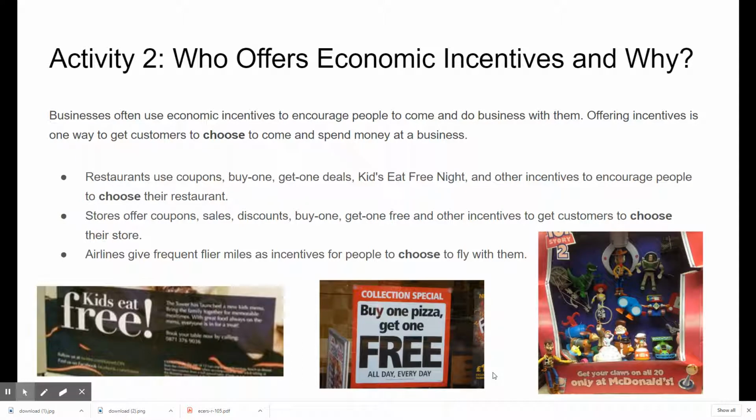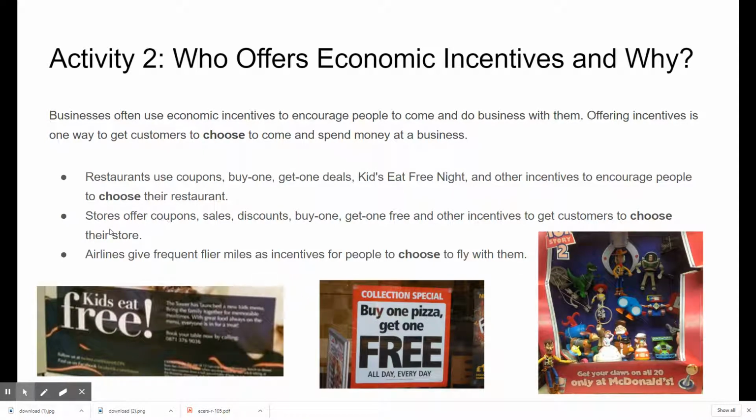So restaurants use coupons. They use buy one, get one, like buy one pizza, get one free. They have kids eat free nights to get your family to come in and spend your money there. At McDonald's, they give you a free toy, and at other restaurants, you get a free toy with your meal, to encourage you to buy their food. These are positive incentives.